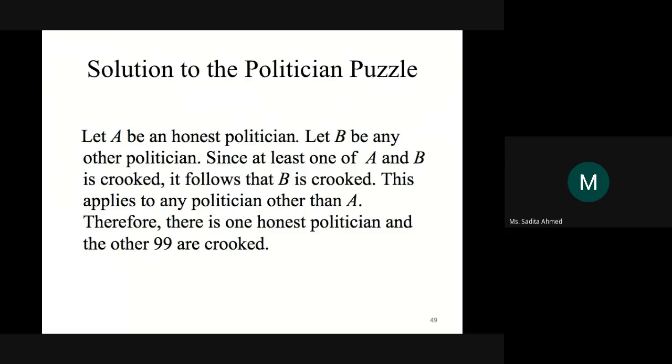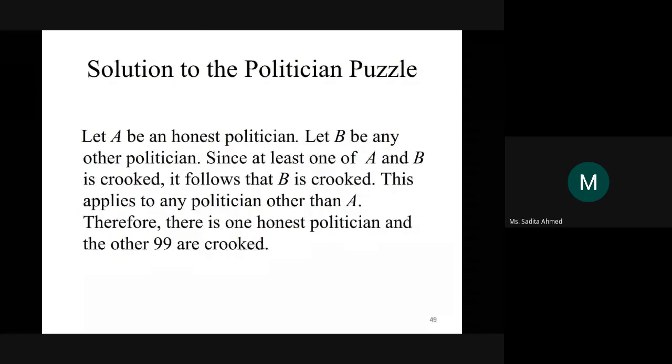Okay, before that, let's go step by step. Does it make sense to you that in this pair, if we fix one politician to A, then the other choice for the other politician, B, will always be crooked? Does this make sense to everyone? Does anybody have any question regarding this part?